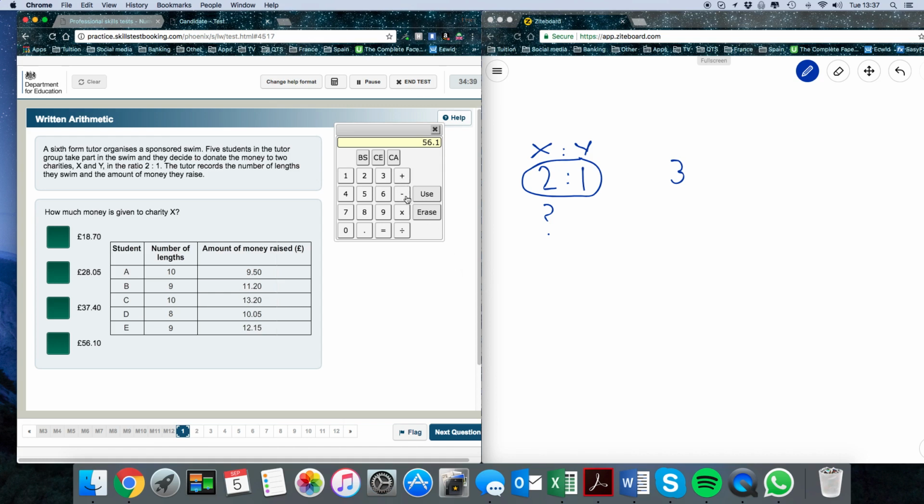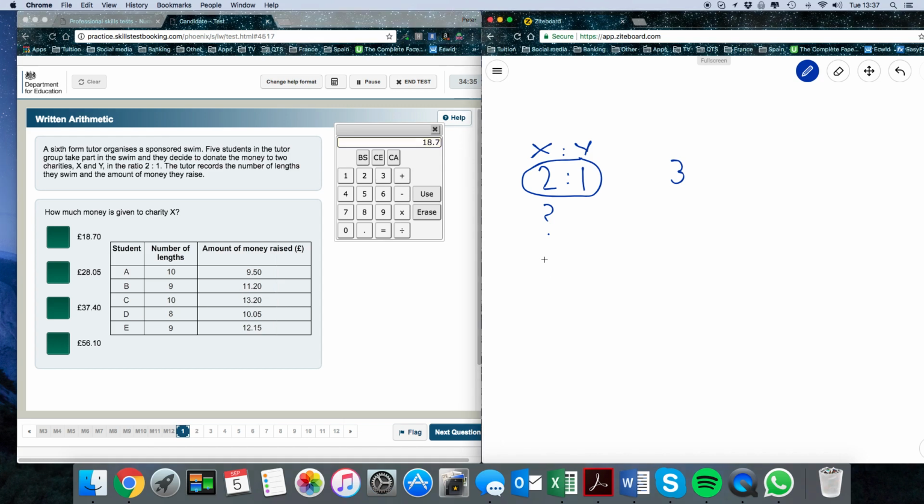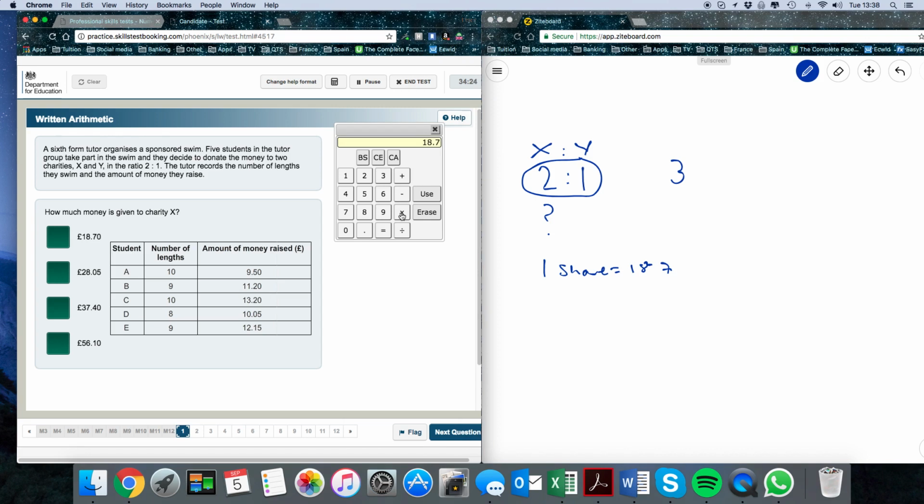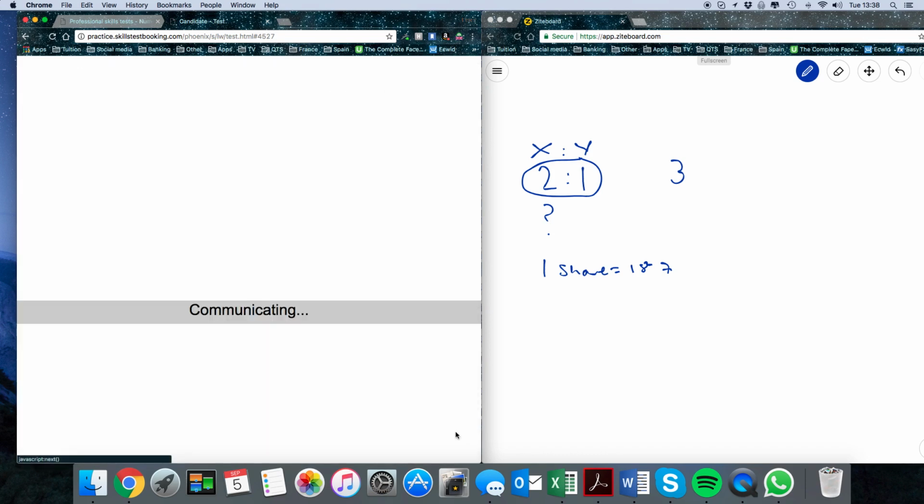So we're going to divide by 3. That is 1 share, so 1 share is £18.70. But Charity X is going to get 2 shares, so we double it. We just take the calculator, double it. It's 37.40, this number over here. Okay, let's move on.